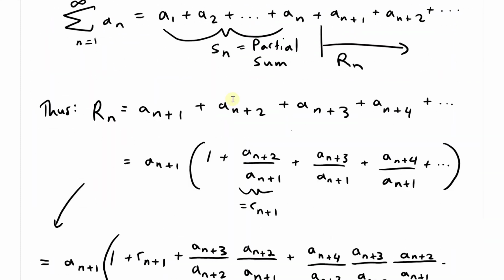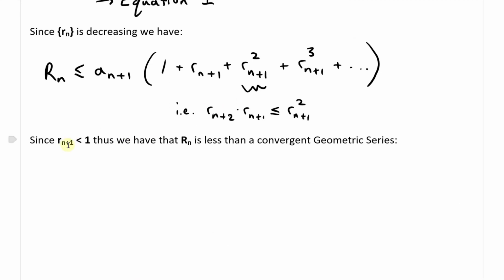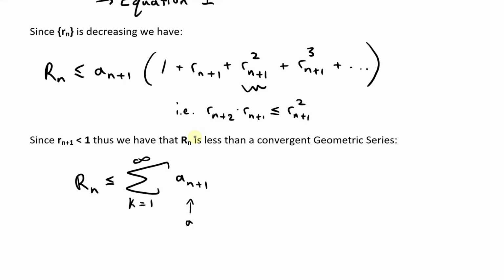So that's what we have, since r_{n+1} is less than 1. Thus the remainder R_n is less than a convergent geometric series. In other words, R_n is less than or equal to a geometric series where the summation is from k equals 1 up to infinity, where our a is going to be A_{n+1}. Instead of writing n, I'm going to write k here, just using a different variable. So A_{n+1} is our a, and then we have to have r to the power of k minus 1. In other words, we're going to have r_{n+1} to the k minus 1.